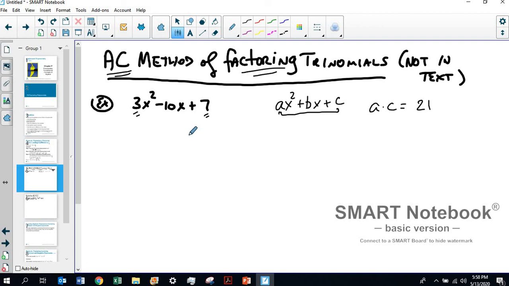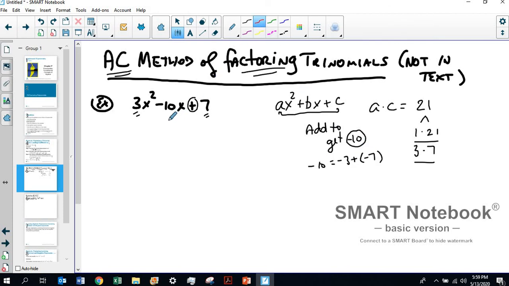Now I am going to write all the factor pairs of 21, just like we did before. In this case, there's only two: 1 times 21, and 3 times 7. Again, if this is positive, then we're going to add to get the middle. And the middle is negative 10. So which of these two will add together to give you 10? 3 and 7 add together and give you 10. And so negative 10 is going to come from negative 3 plus negative 7.